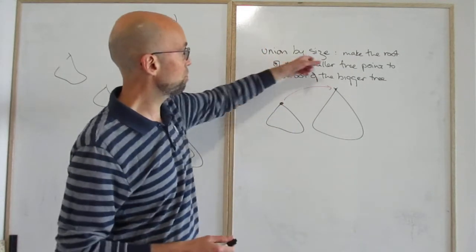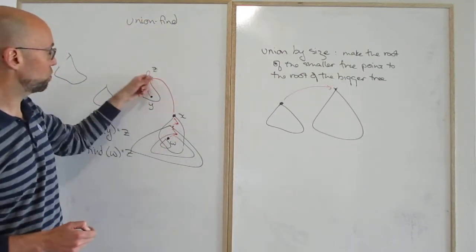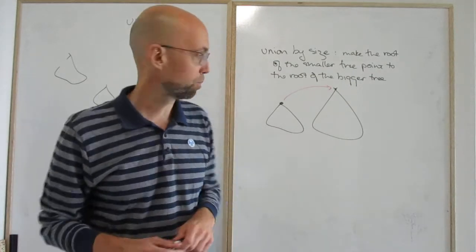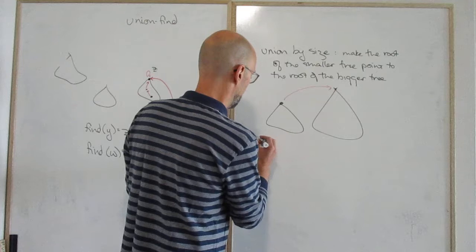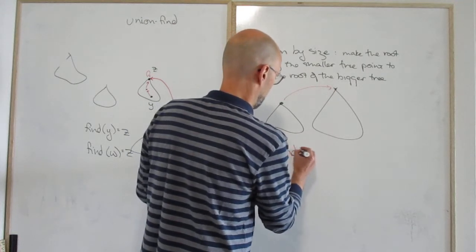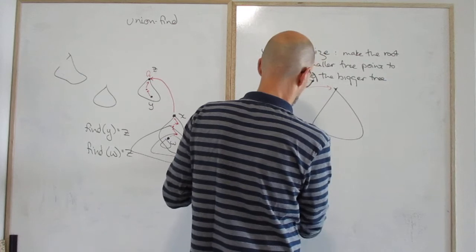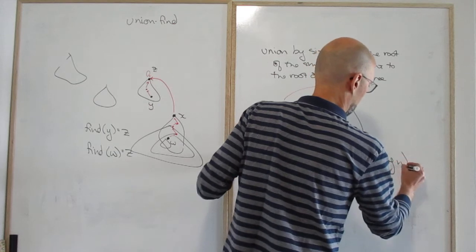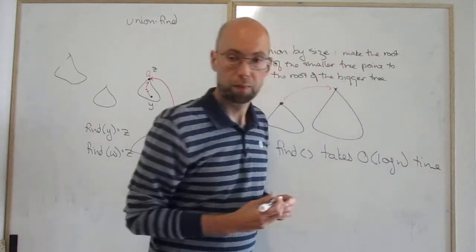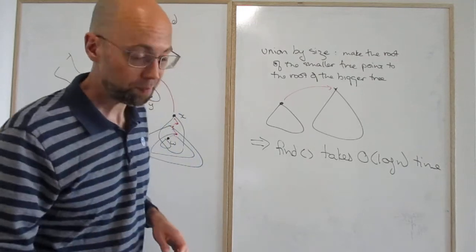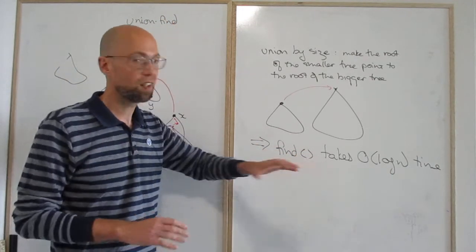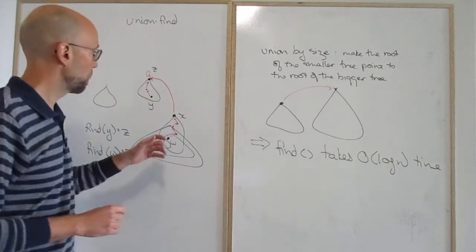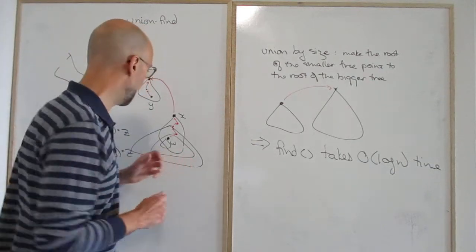So if you do union by size, how long does it take you to walk up to the root? O(log n). Okay? So this means union by size, find takes O(log n) time. There is another trick. This is enough for most of the stuff we want, but there is another trick which is called path compression.